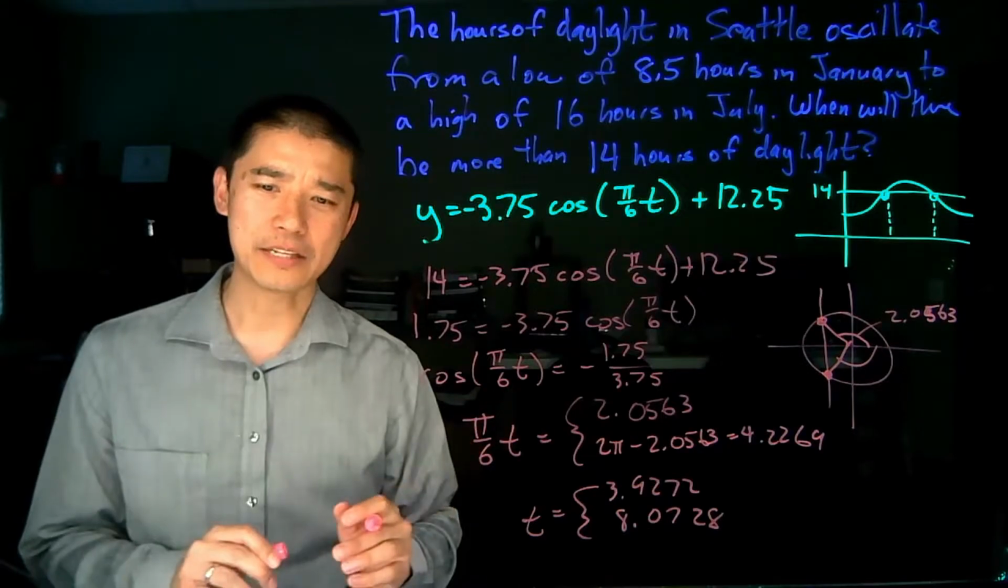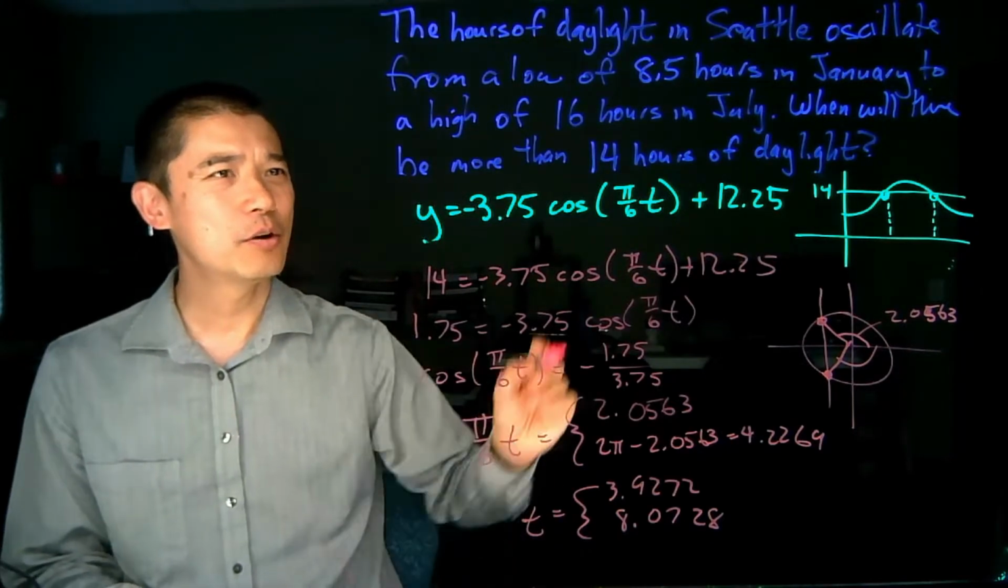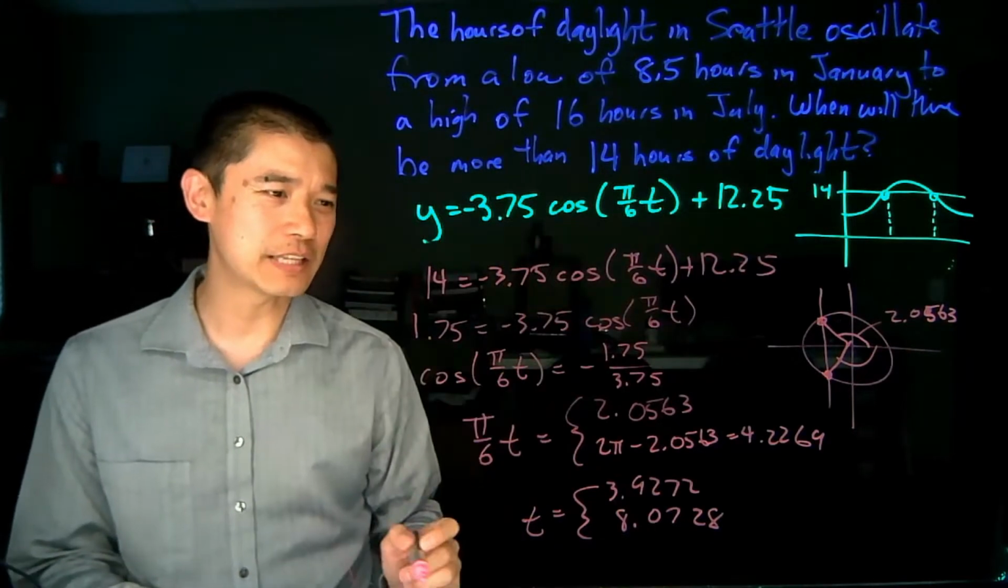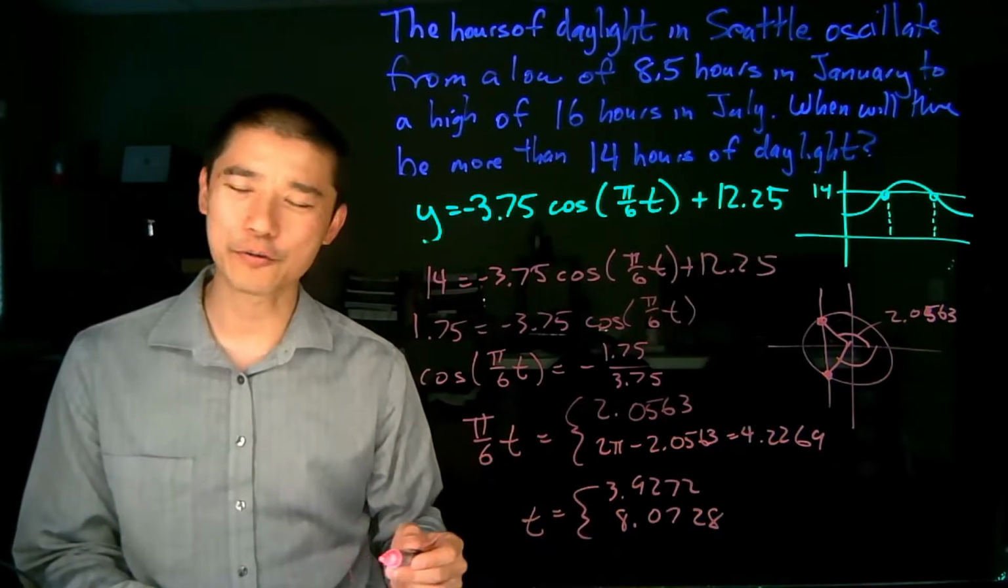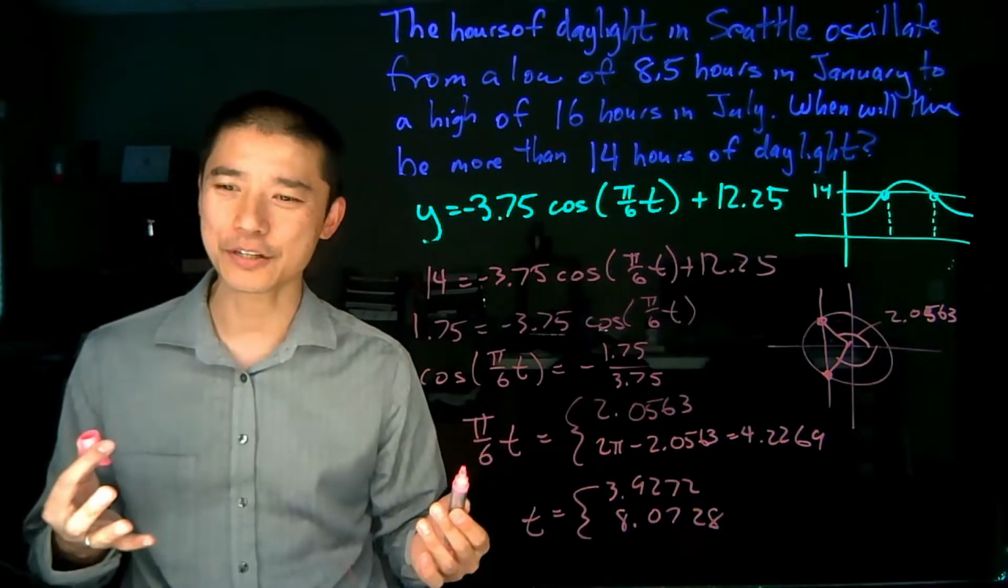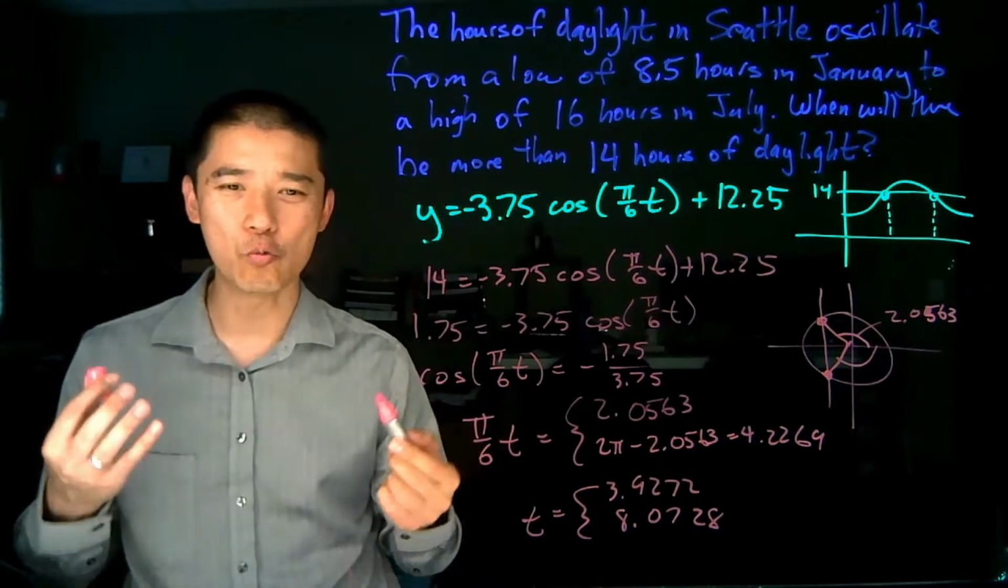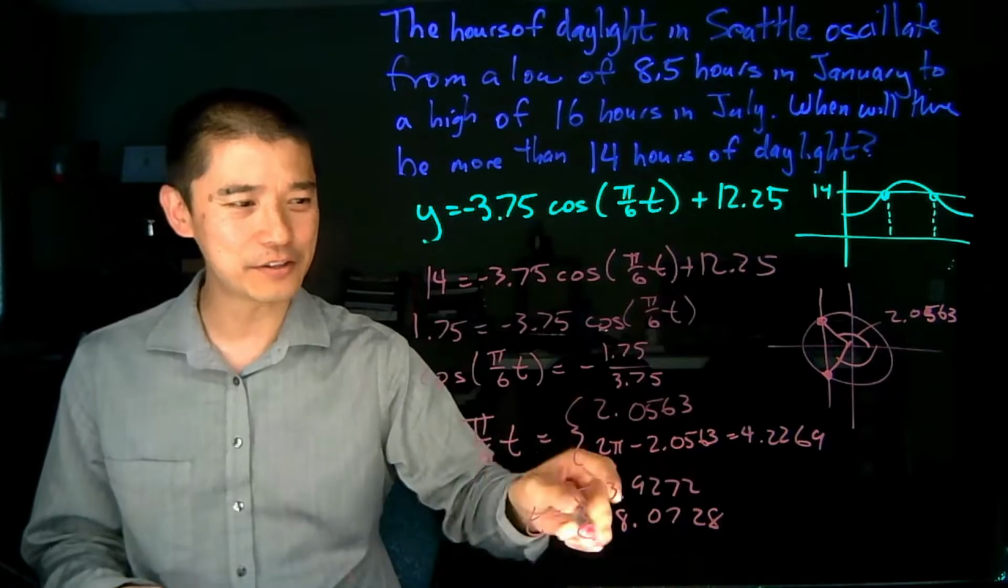What does this mean? Did we answer the question? When will there be more than 14 hours of daylight? Saying t equals 3.927 and saying t equals 8.07, this doesn't answer the question. So we need to go back and think about what is the meaning of these values.